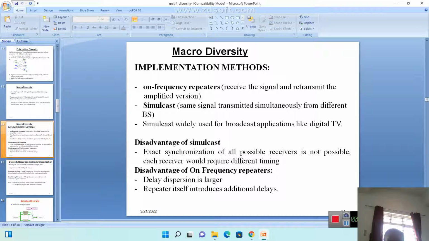The disadvantages of frequency repeaters: the delay dispersion is larger, and the repeater itself introduces additional delays.